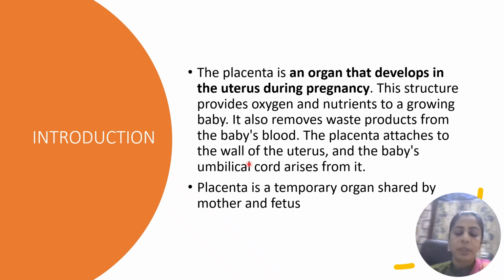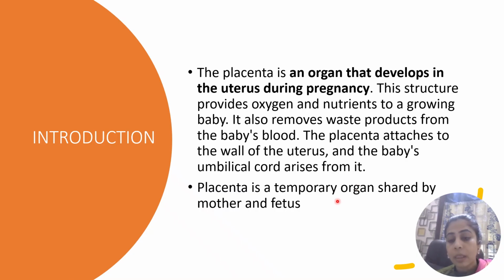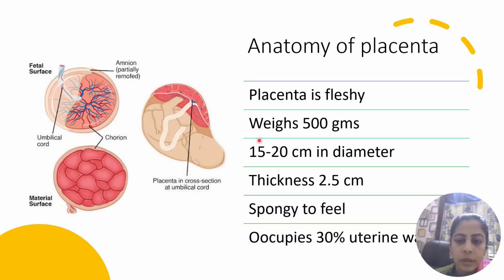So what is the function of the placenta? This structure provides oxygen and nutrition to the growing baby. It also removes the waste products from the baby's blood. The placenta attaches to the walls of the uterus and the cord. As I said in a previous slide, the umbilical cord is attached to the placenta. It is connected with the fetus. As you can see here, there are surfaces we'll discuss in the next slide.